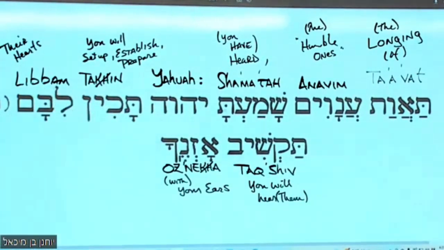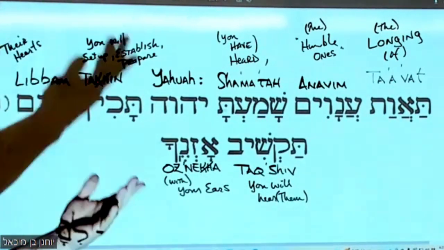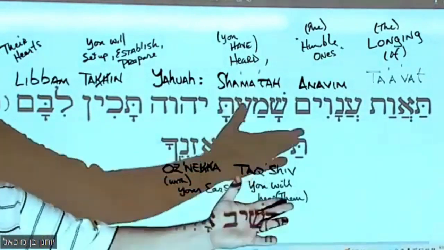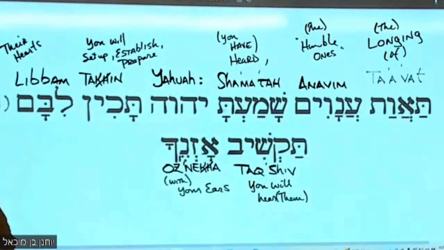He's also going to prepare their hearts for what's coming, right? And why are they getting it? A, because they're humble. B, because they asked for it, right? It's their desire, right? It says the reason why they're getting it is because he's heard them. He hears them with his ears.